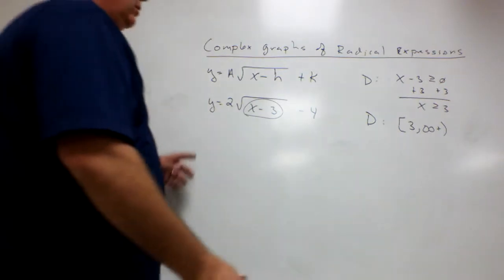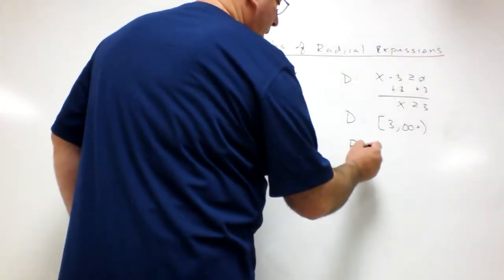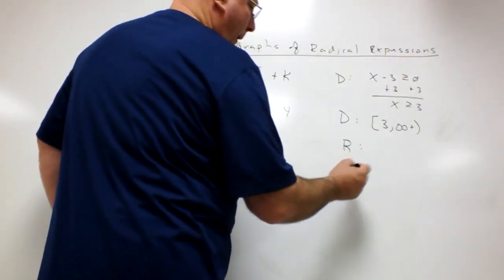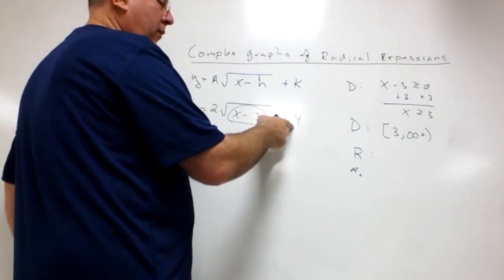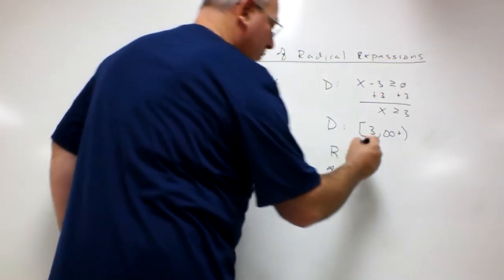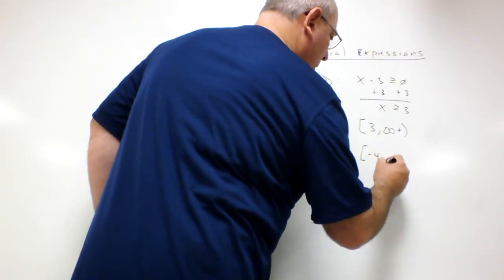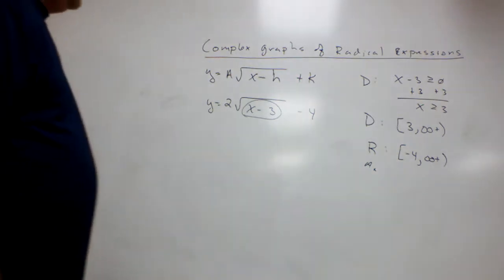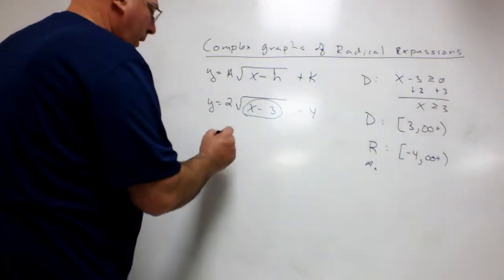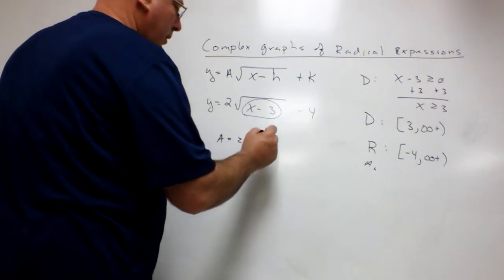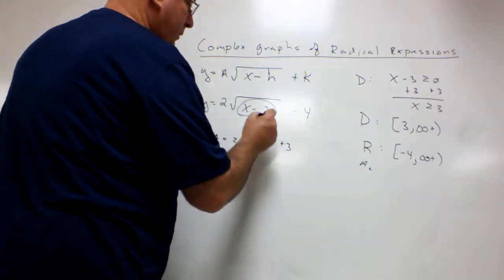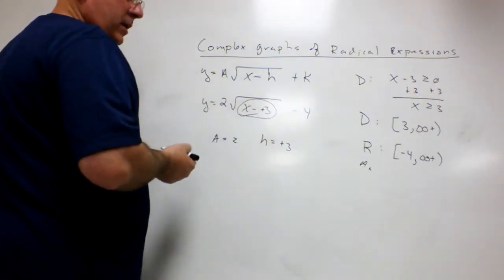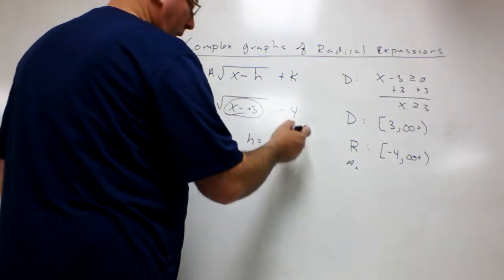The next thing we should do, while we're at it, is define the range. Because a is positive, what's going to happen is we're going to go from our k value to positive infinity. The other thing we should note here is that a is equal to 2, h is equal to positive 3. So notice that if this is x minus that, then h is positive 3, and then k is negative 4.